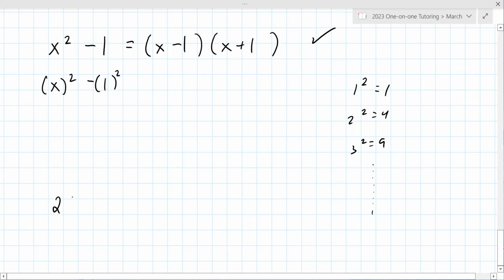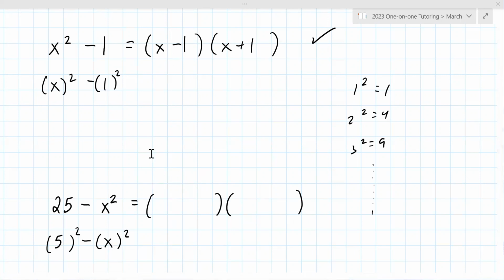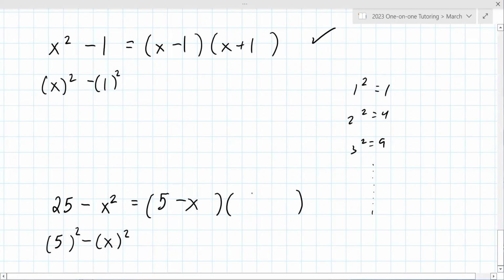So here's another possibility. Sometimes they flip the order. So they go 25 minus X squared. But it's still the same thing. You still have to figure out what's squared minus what's squared. So in this case, it's 5 and X. And you still write it as the first thing minus the second thing, first thing plus the second thing. So can you tell me what goes in parentheses here? 5 minus X, good, and 5 plus X. Very good.